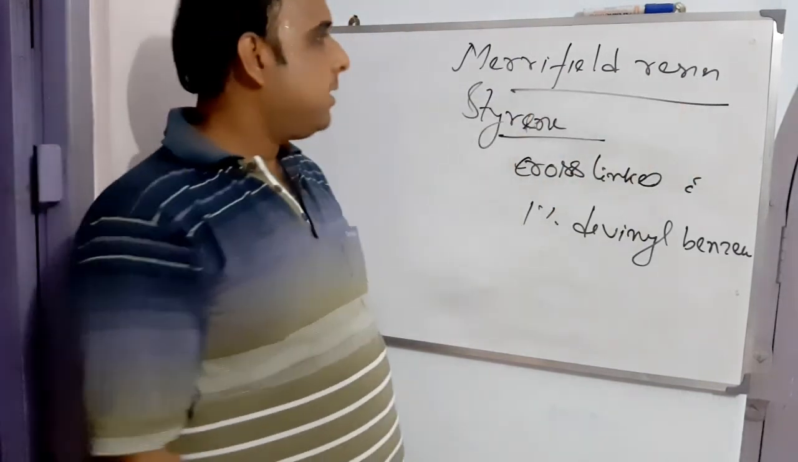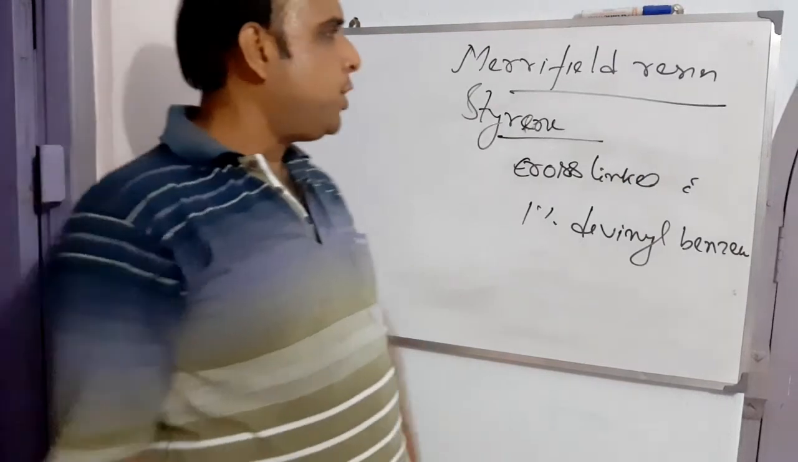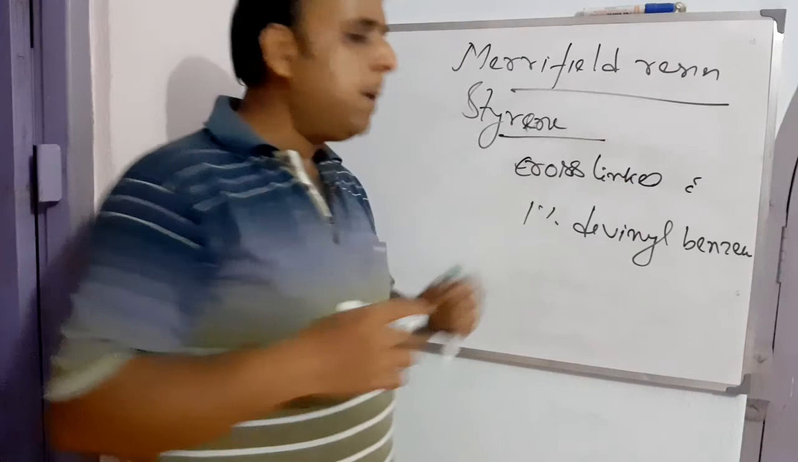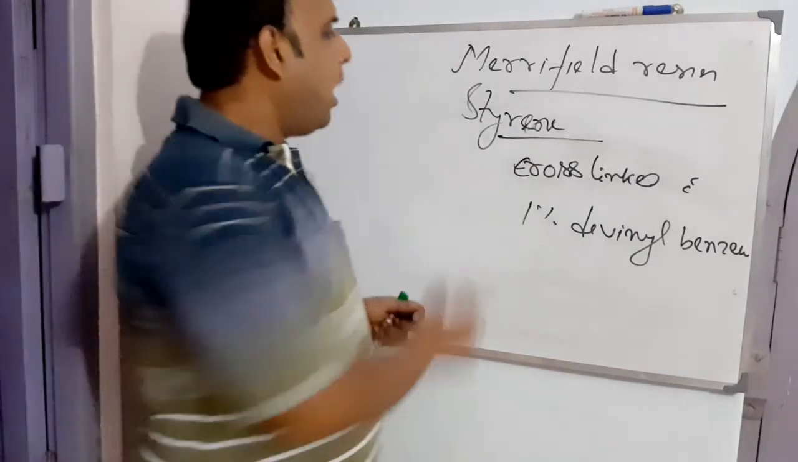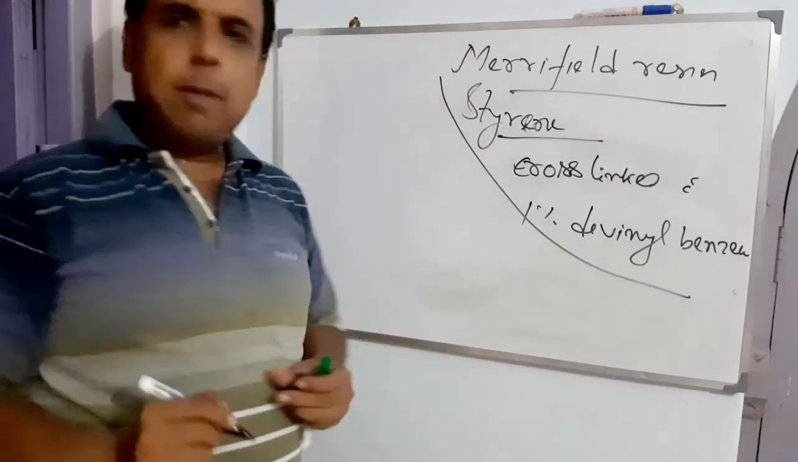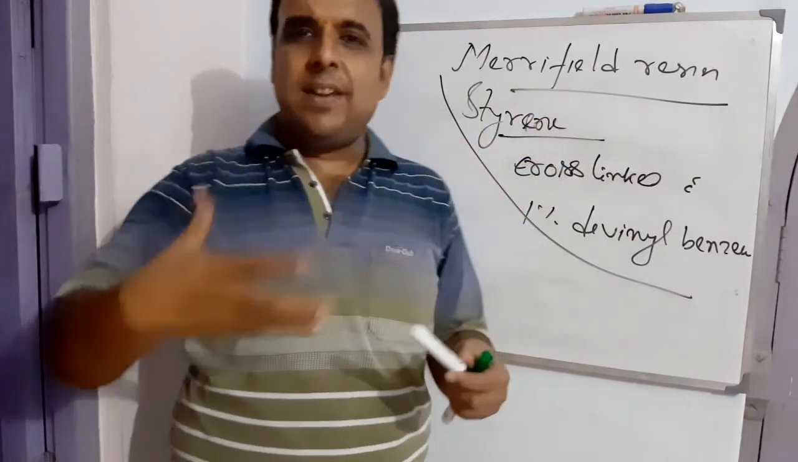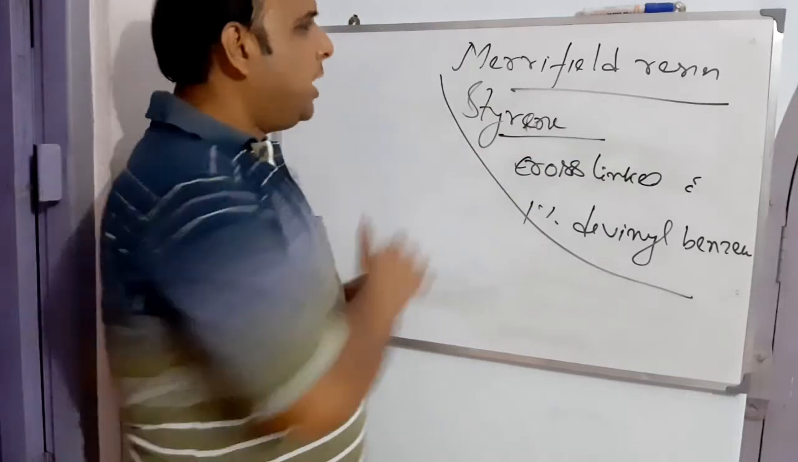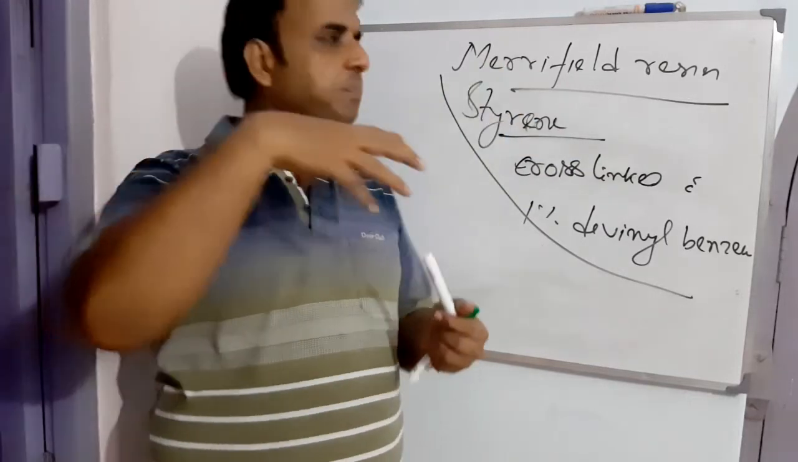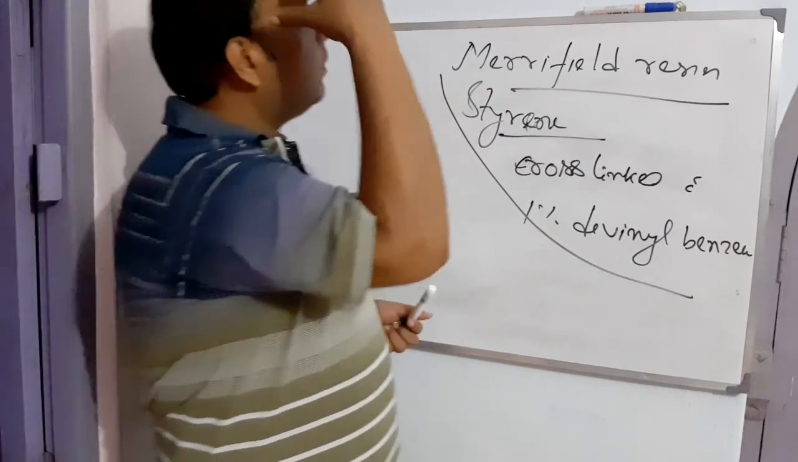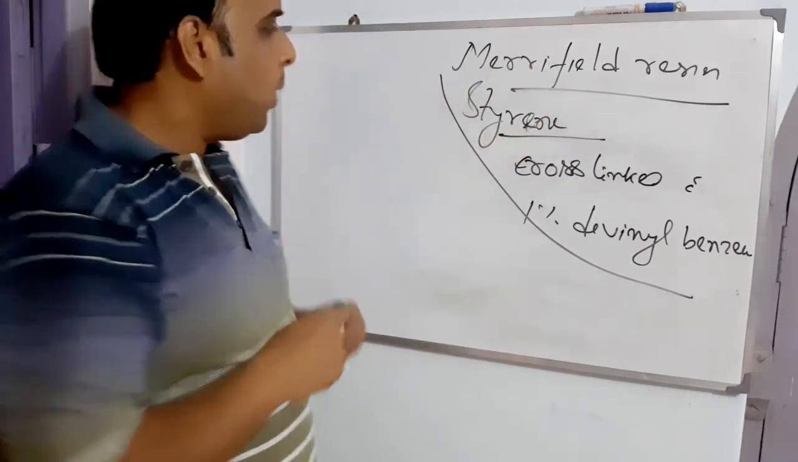Merrifield resin, right? So this was the composition of Merrifield resin, that is styrene or polystyrene cross-linked with 1% divinylbenzene. Okay. Now the thing is that some problem was there with this Merrifield resin, because later on so many beads or so many resins came into the market. Why? Because there was some problem with the old resins, right? Okay. What was the problem?